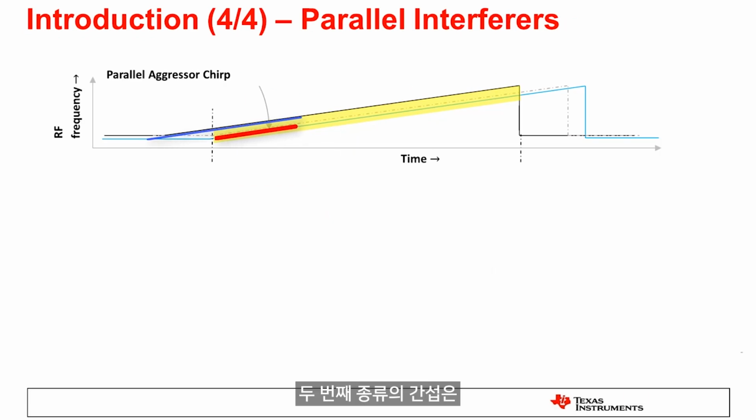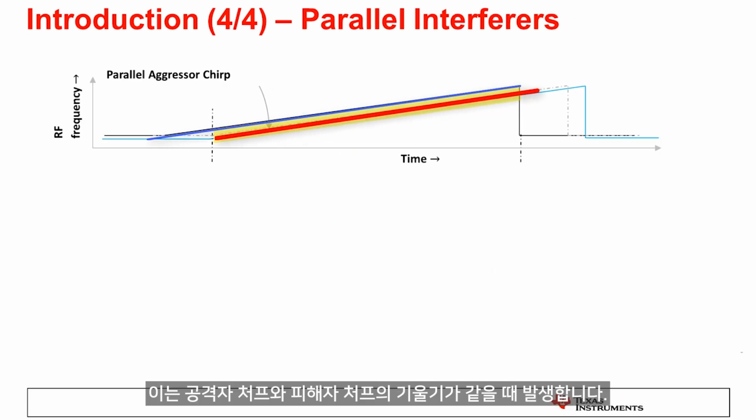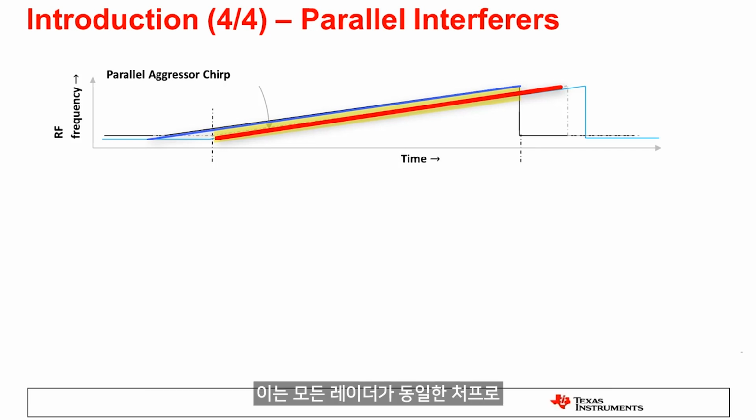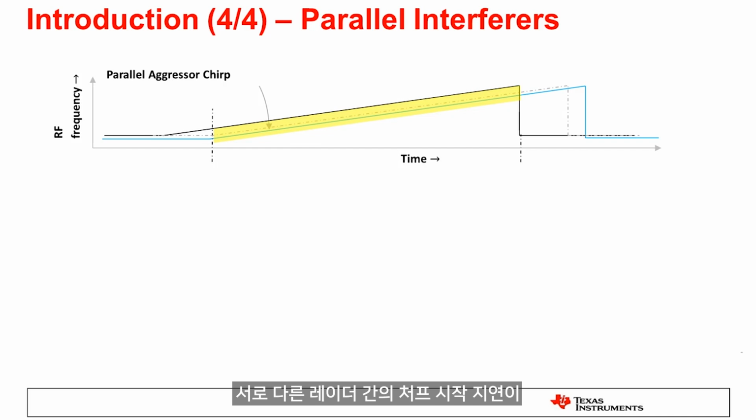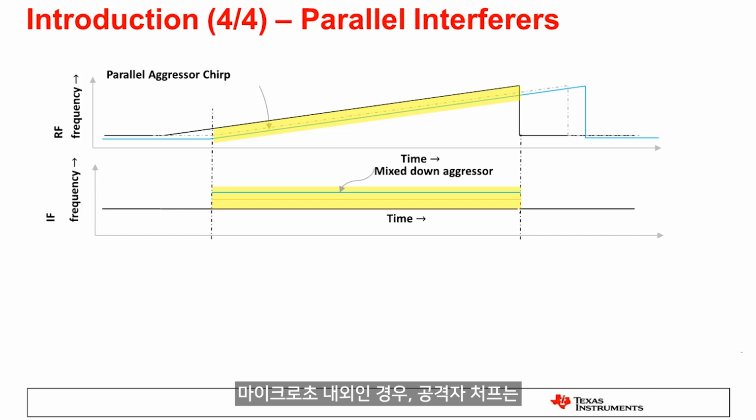The second kind of interferers are called parallel interferers. They occur when the aggressor chirp and the victim chirp have the same slope. This is likely in a scenario where every radar has been configured with the same chirp. If the delay in the start of a chirp between different radars is within a microsecond or so, the aggressor chirp will be within the IF bandwidth of the entire chirp of the victim. As such, the region of interference is the entire chirp.